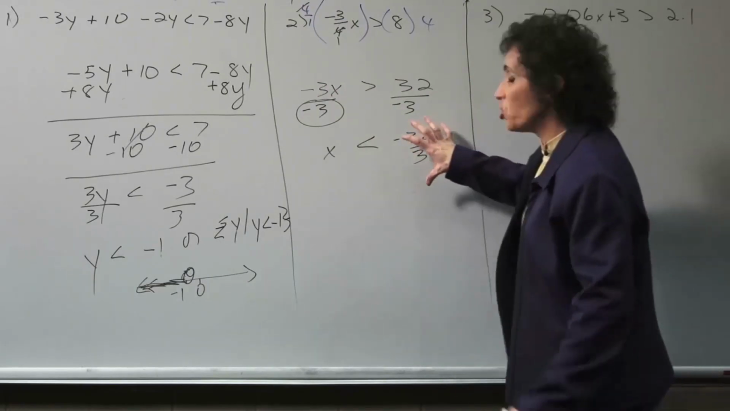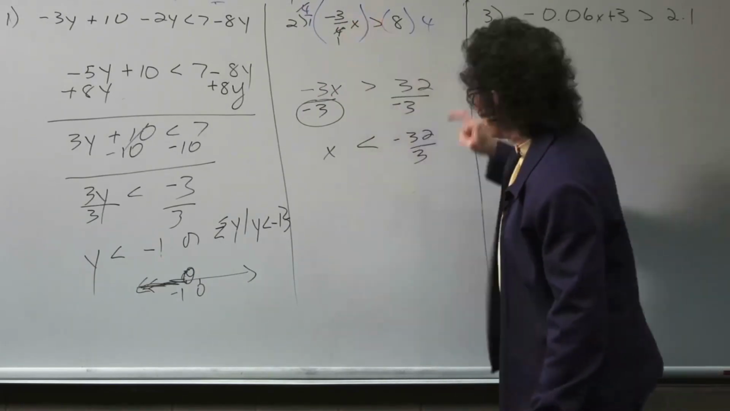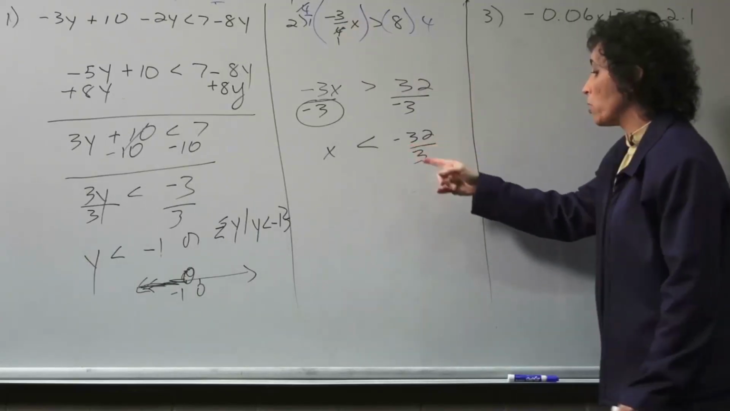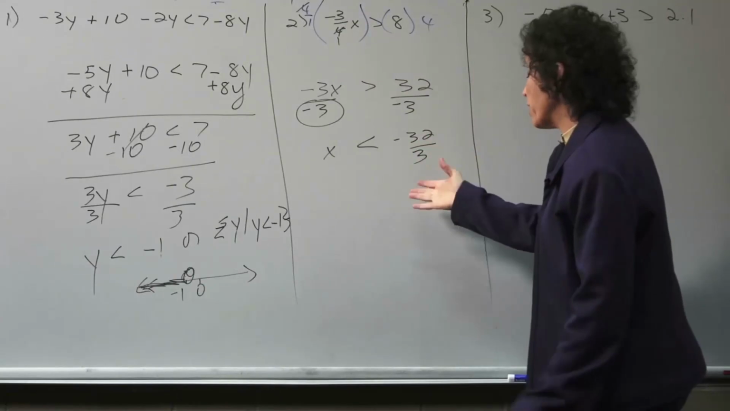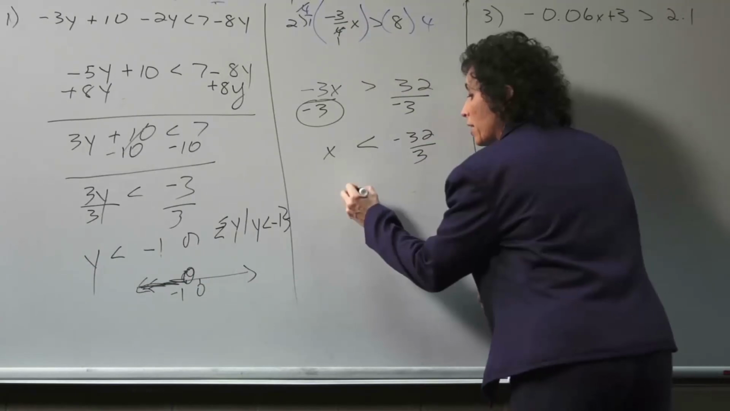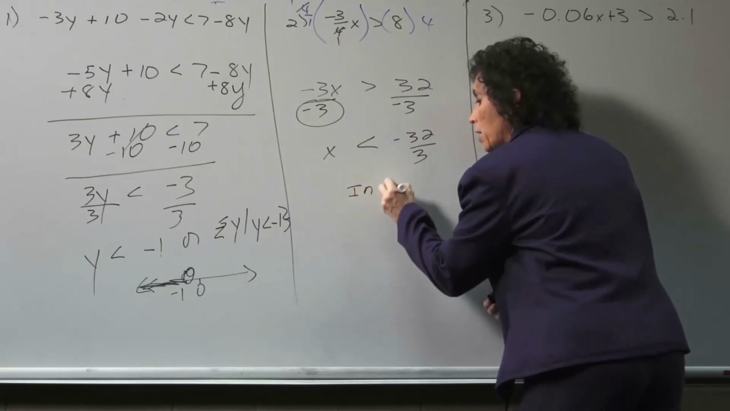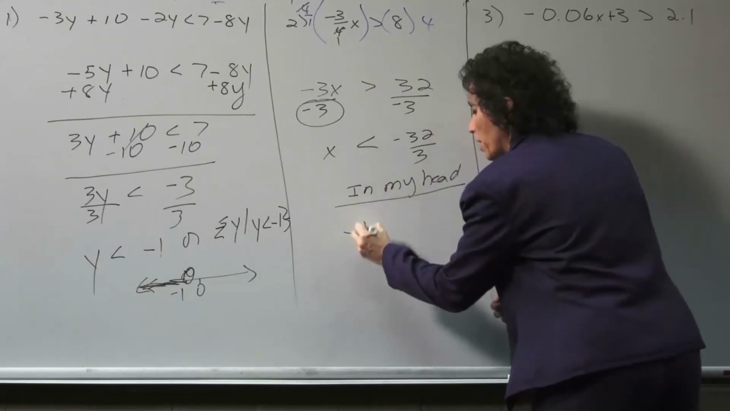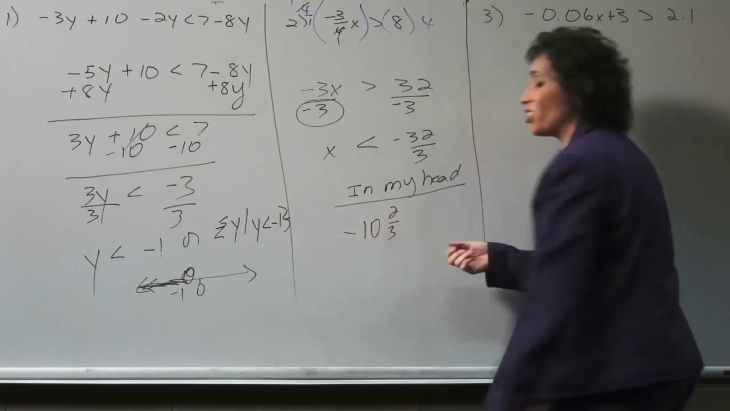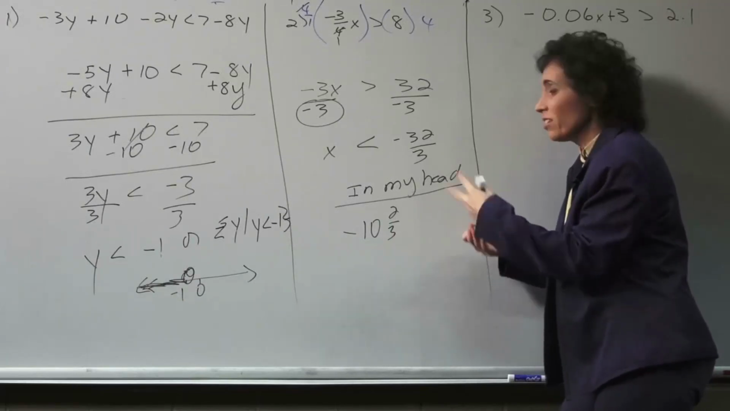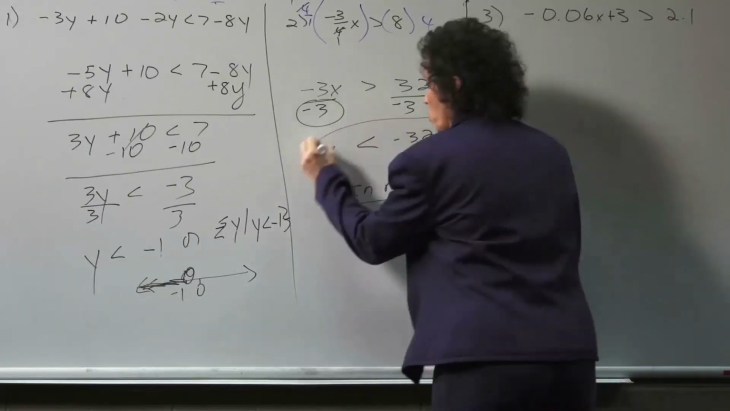Why am I not going to change it to a mixed number? Because if I check it, I have to check it as a fraction. Actually, I'm not even sure I want to check it, because negative 32 thirds, to be honest, if I had to check this, this is negative 10 and 2/3. I would just check negative 11 because that's less than, you get that? So that's pretty cool. But anyway, that is your answer.